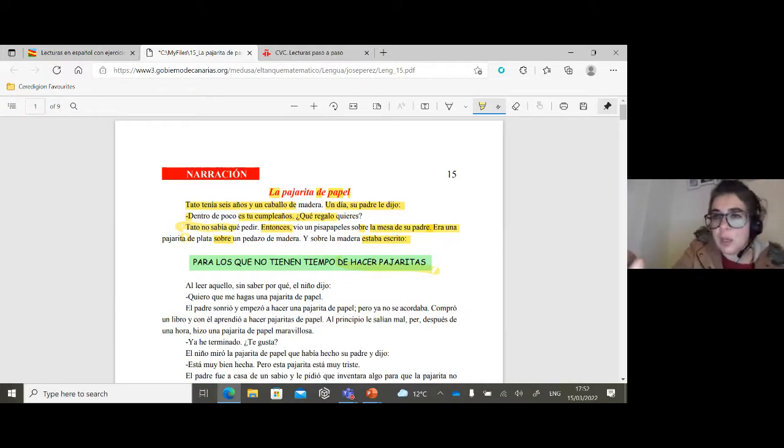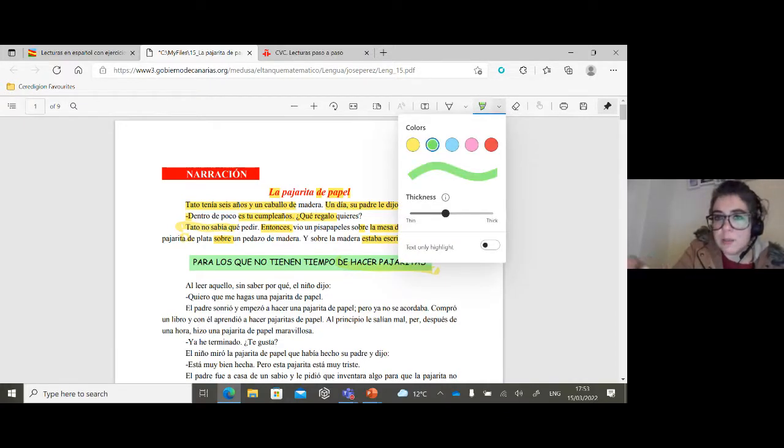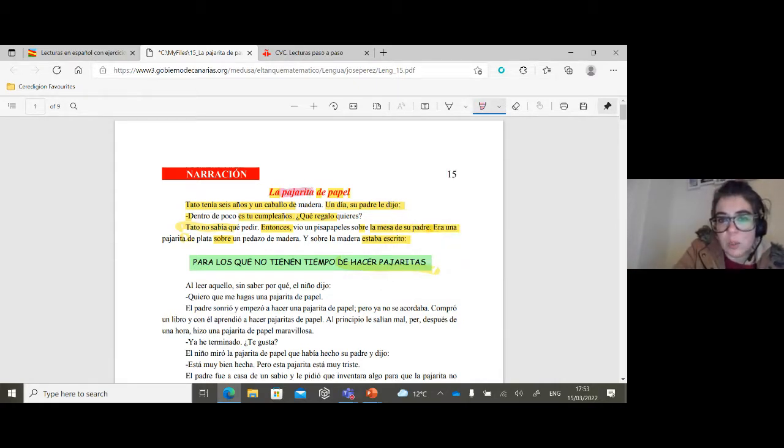So I'm gonna put these words in different colors, the ones that might be slightly more challenging. What do you think is pajarita? What do you think is madera? What about dentro de poco? How could you translate this into English? What about pedir? Vio, pisapapeles. So we got some keywords.